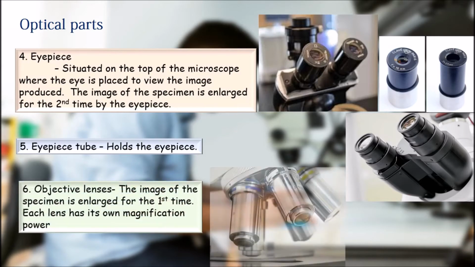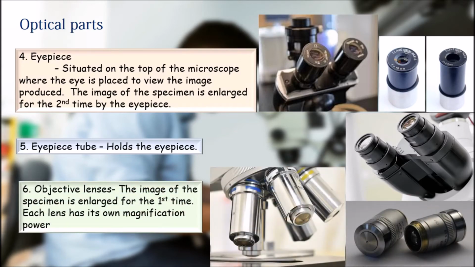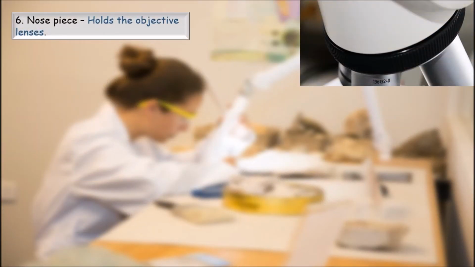Objective lenses. The specimen is enlarged first by the objective lenses. They can be mounted as needed. Each lens has its own magnification power. Nosepiece. It holds the objective lenses. It can be rotated to view the specimen with the matching objective lens.